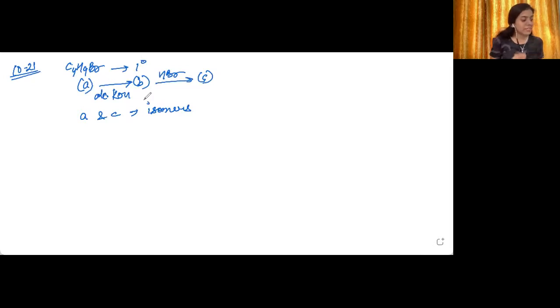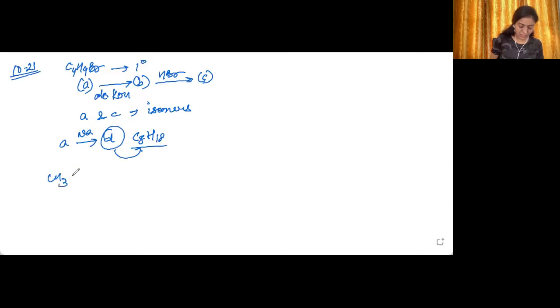Okay, when A is reacted with sodium metal, it gives D, that is C8H18. This has been given for D. This is the formula for D, which is different from the compound formed when N-butyl bromide is reacted with sodium.